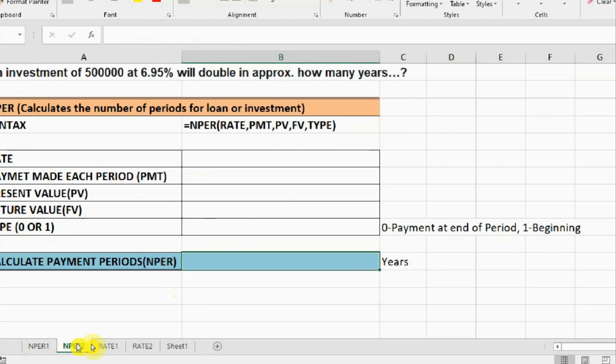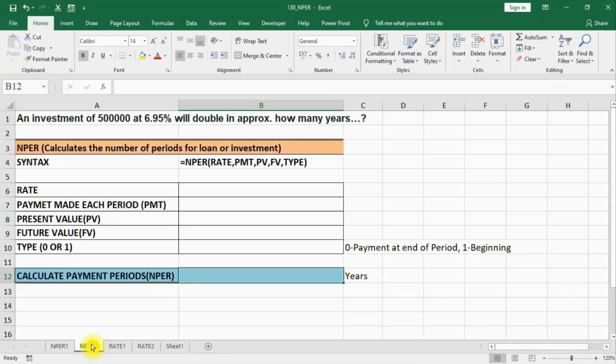Let us look at our second example also. In this second example, it is saying that the investment is of 5 lakh or 500,000 and the interest rate is 6.95%. So in how many years will this amount double? This is what you want to anticipate. So let us try it out.